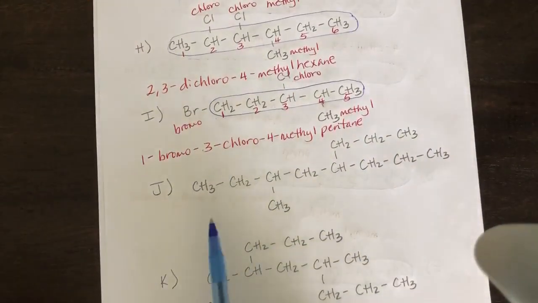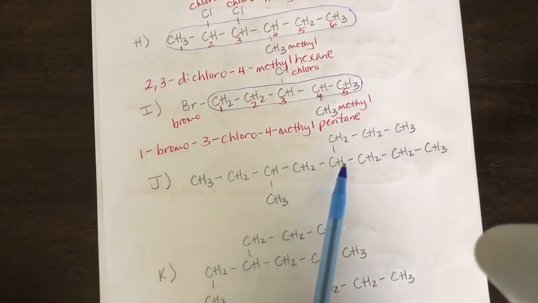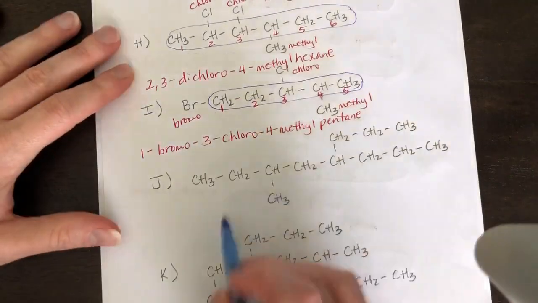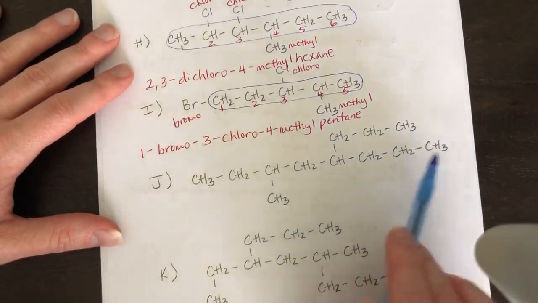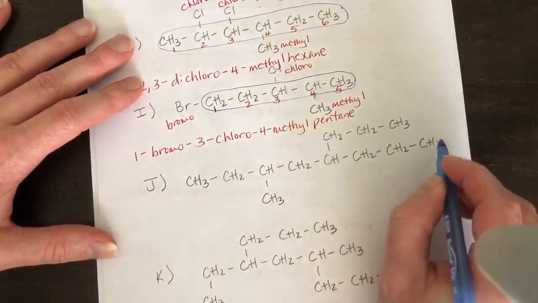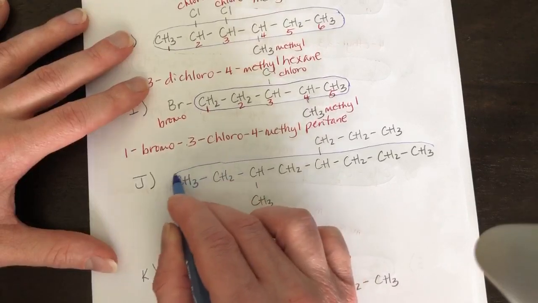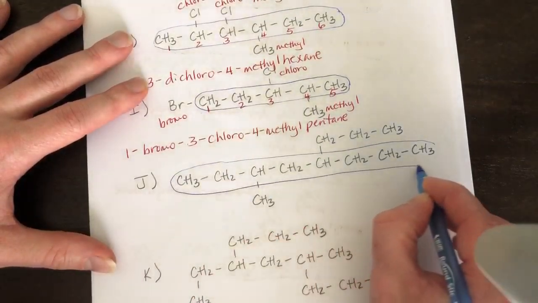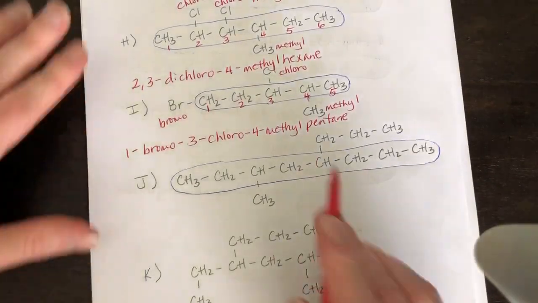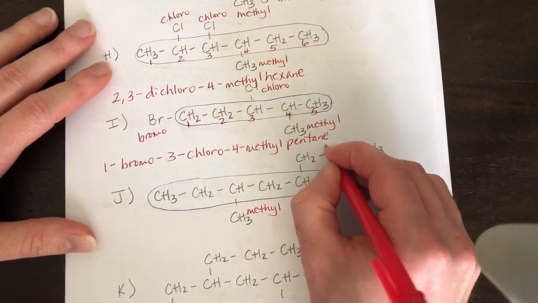Next one. Longest chain of carbons. 1, 2, 3, 4, 5, 6, 7, 8. Okay. So either way we go, 1, 2, 3, 4, 5, 6, 7. Yeah. So our longest chain of carbons, we can go straight across if we want to. Okay. So we got a methyl, we got a propyl.